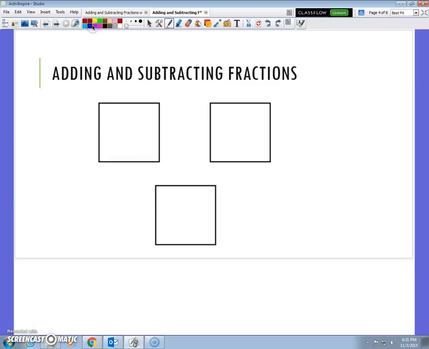Squares, my favorite. I love squares. Okay, let's change it to purple. And we're just going to divide these squares into fourths. I'm just going to connect these edges here. And once again, let's just make it simple. Let's just start with this square.